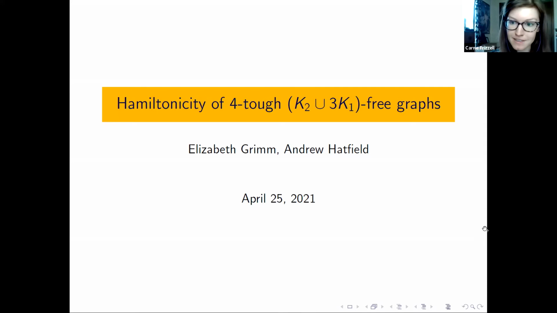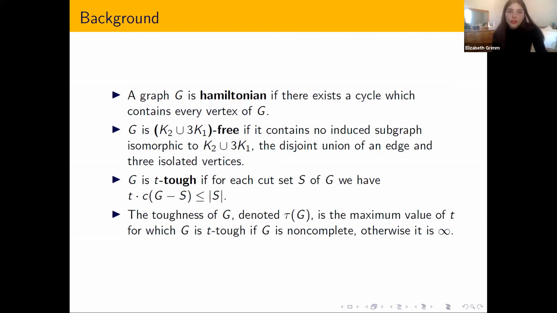All right, so we're talking about Hamiltonicity of four tough K2 union 3 K1 free graphs. To start, we'll talk about some definitions first. We say a graph G is Hamiltonian if there exists a cycle which contains every vertex of G. We say G is K2 union 3 K1 free if it contains no induced subgraph isomorphic to K2 union 3 K1, where K2 is a single edge and 3 K1 are three isolated vertices.